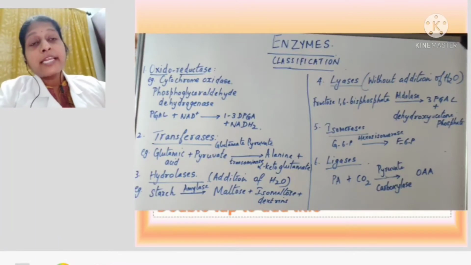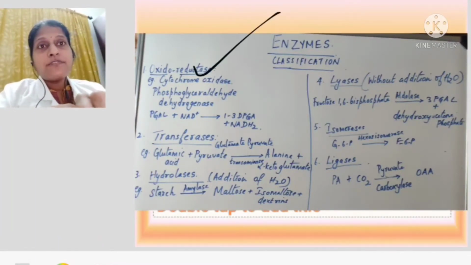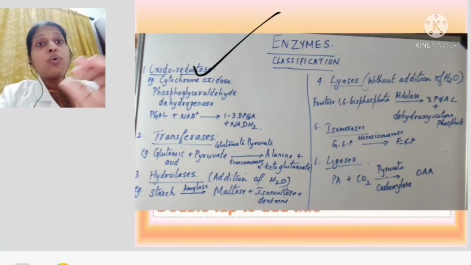What functions they carry out, based on that they are named. Okay, oxidoreductase. What is the first enzyme? Oxidoreductase. First type of enzymes are oxidoreductase. So what is this oxidoreductase?